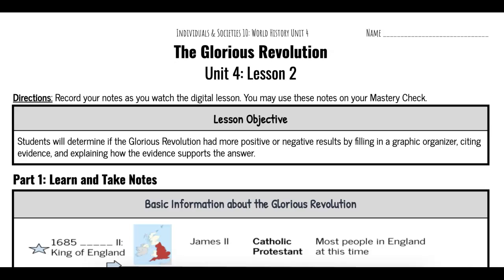In this video, we're going to go over the first part of Unit 4, Lesson 2, all about the Glorious Revolution. As usual, you will record your notes as you watch this digital lesson, and you can use the notes on the Mastery Check. So overall, our objective is the following. Students will determine if the Glorious Revolution had more positive or more negative results by filling in a graphic organizer, citing evidence, and explaining how the evidence supports the answer.